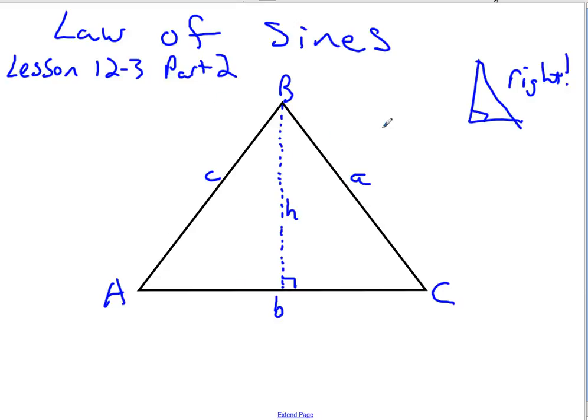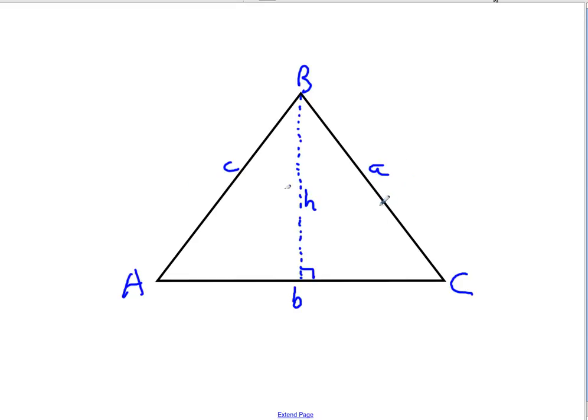We're going to use a triangle like this. Remember that angle A, side A, angle C, side C, angle B, side B. And then I also have the height drawn in, which remember is that perpendicular segment from an angle to the opposite side. So that's labeled H here. So if you take a look at this triangle right here, let's start with angle C.